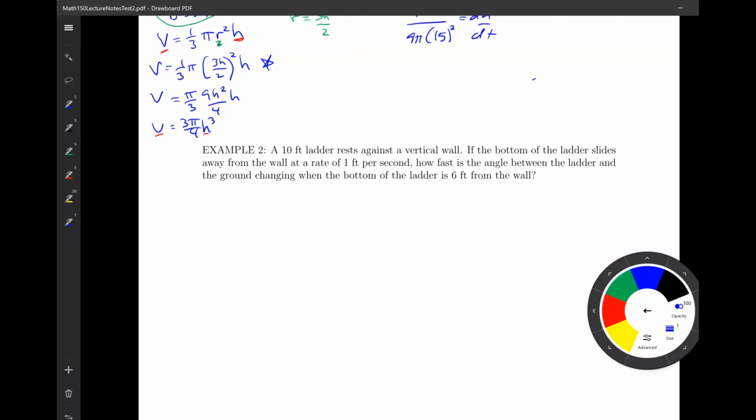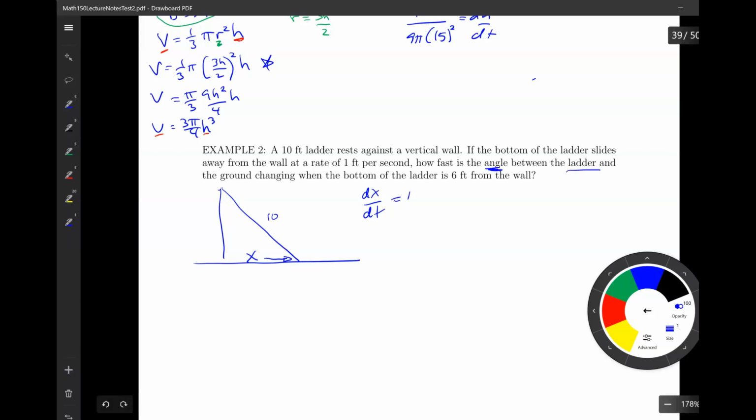All right, let's do one more. I have this 10-foot ladder. You've been here before. That's the good one, a fixed number you want in your equation. The bottom of the ladder is sliding away from the wall at 1 foot per second. So again, put the x there. dx/dt is 1. How fast is the angle between the ladder and the ground changing?